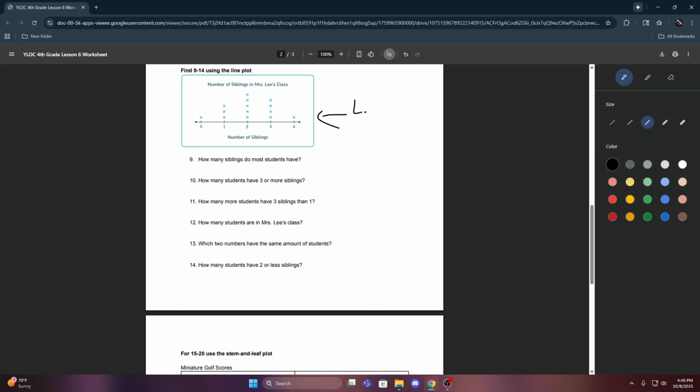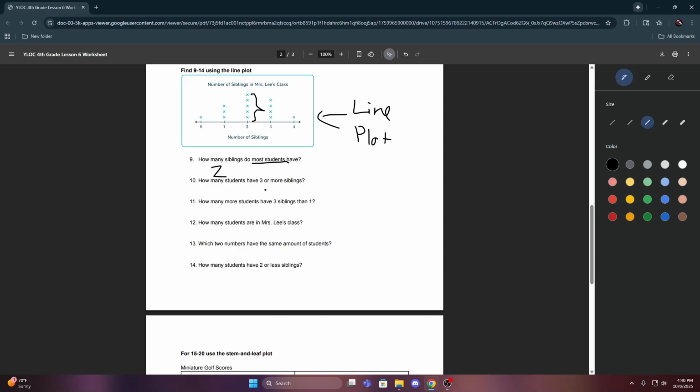This is the line plot. Now, question 9, how many siblings do most students have? When they ask for most students here, they want you to find the largest amount of these x's, which will show most in this case because these are the amount of students. So we'll find that most students have 2 siblings.